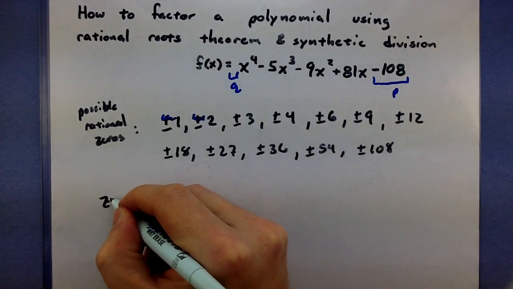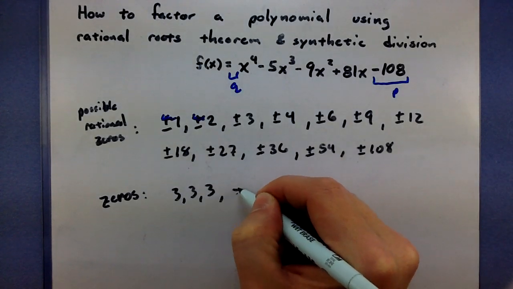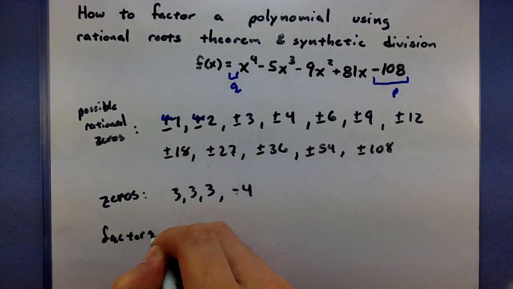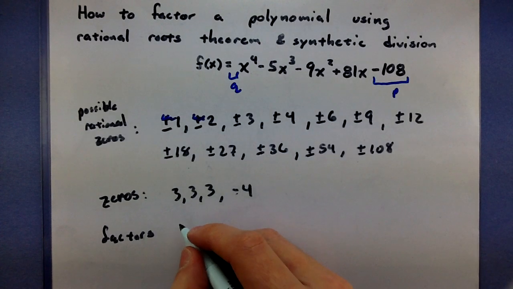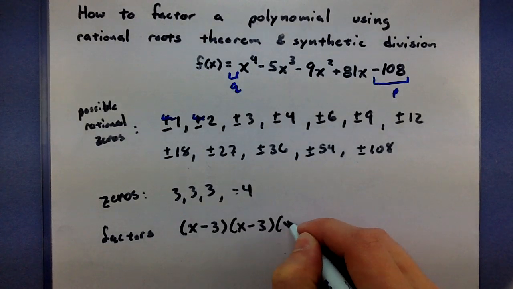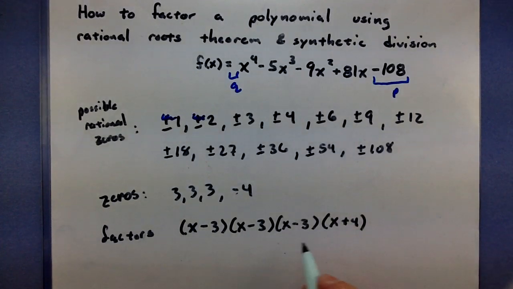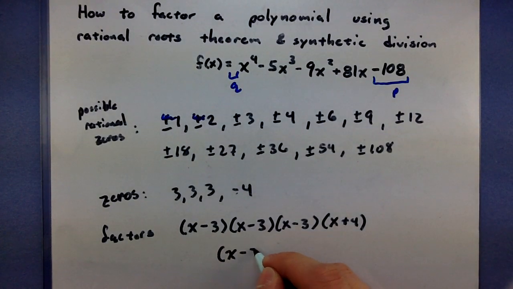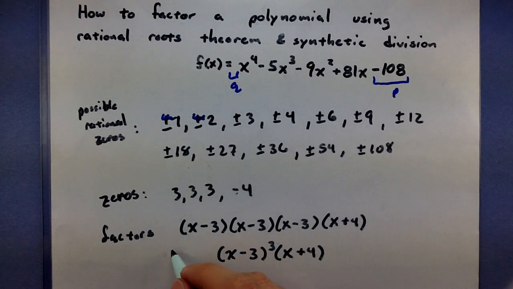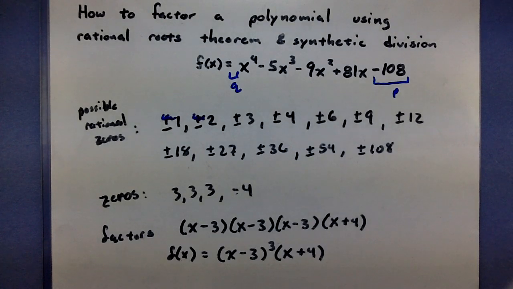Let's go ahead and list out all the zeros we found. And from these, we want to build the factors. The factors are always x minus the 0. So I have x minus 3, x minus 3, x minus 3, and an x plus 4. Well, really, since all of these are the same, I could write it as x minus 3 cubed times an x plus 4. There we go. So when taking that original polynomial, this is what it factors into.